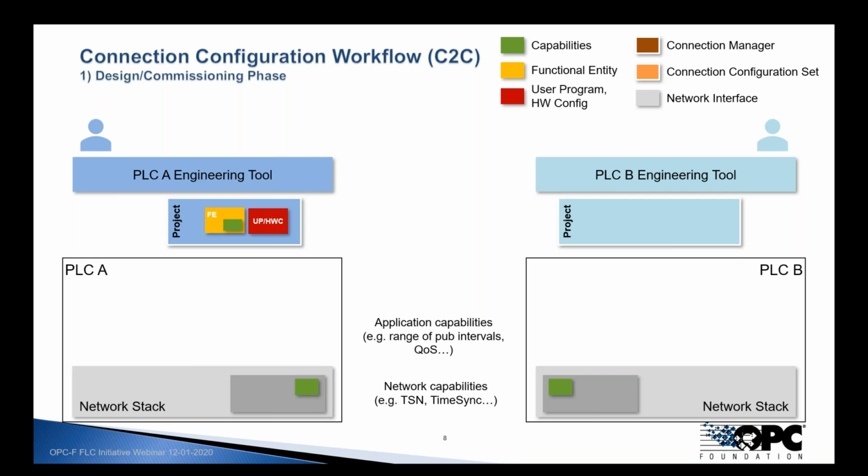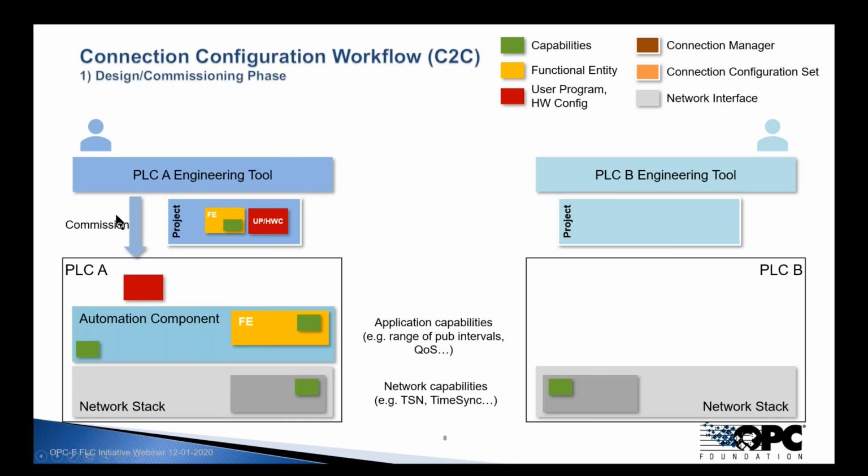So at some point, engineer A will download this project into PLC-A. The user program and hardware configuration will be put into PLC-A using vendor A's specific download protocol. And also the functional entity and the automation component will now be established in PLC-A's OPC server. So the automation component and functional entity are sitting around here, and the automation component provides capabilities, the functional entity, and maybe also the network stack.